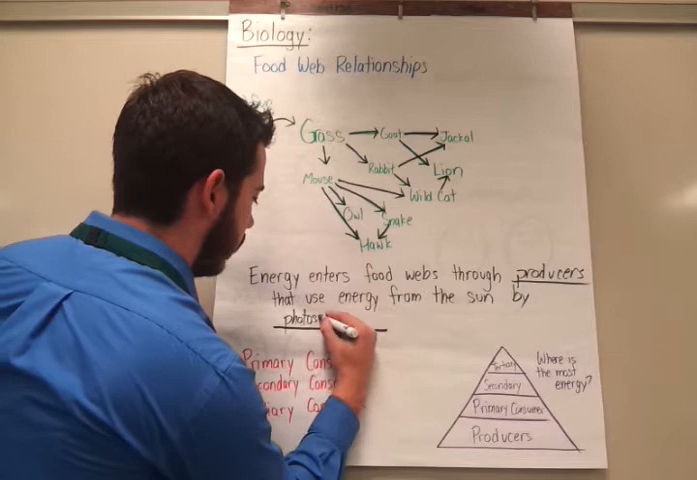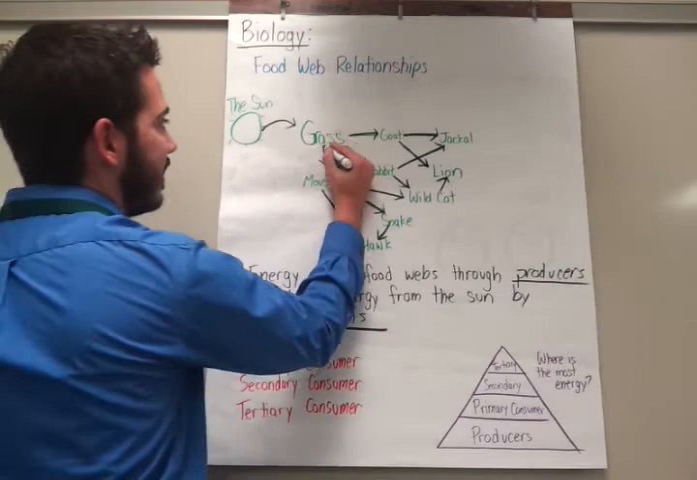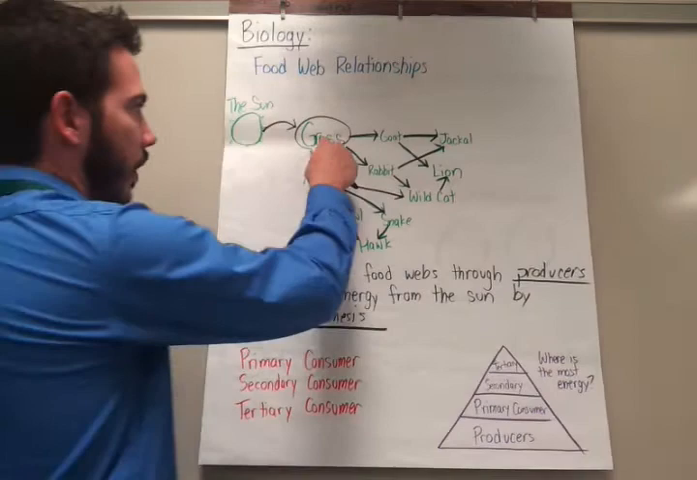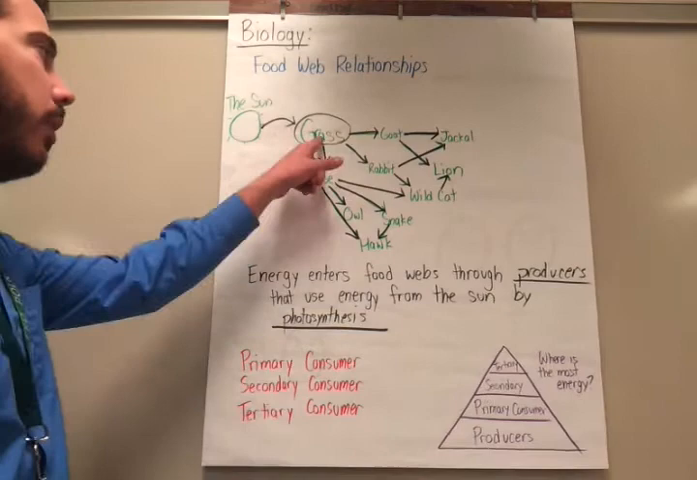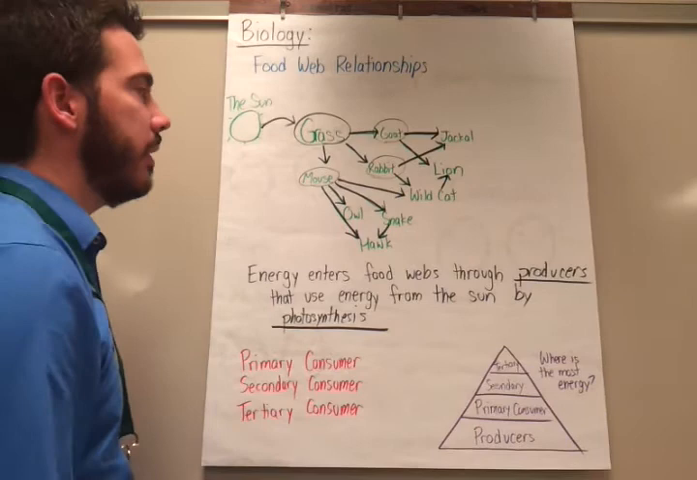So we've got 3 types of consumers here. We've got primary consumer, secondary, and tertiary consumer. Here's our producer, grass. That's how we get energy into the ecosystem. The grass gets eaten by mice, by rabbits, and by goats. Notice the direction of the arrow shows the flow of energy in this ecosystem. So we've got our primary consumers. They're primary because they eat a producer. Those are the only 3 things that eat producers.